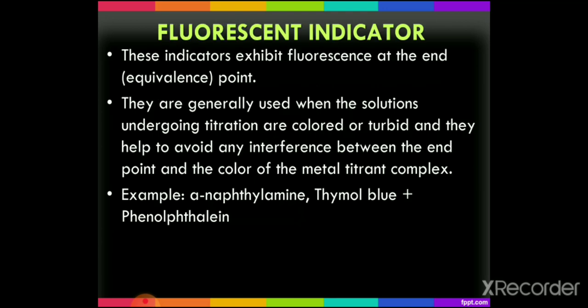Now the last type of indicator is fluorescent indicator. These indicators exhibit fluorescence at the equivalence point. They are generally used when the solution undergoing titration is colored or turbid, and they help to avoid any interference between the endpoint and the color of the metal titrant complex. For example, alpha naphthylamine, and a mixture of thymol blue and phenolphthalein are examples of fluorescent indicators.